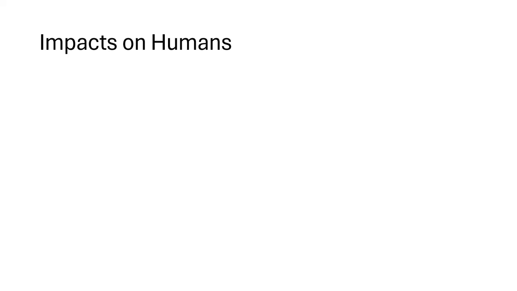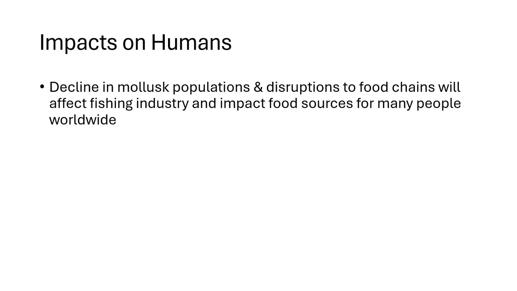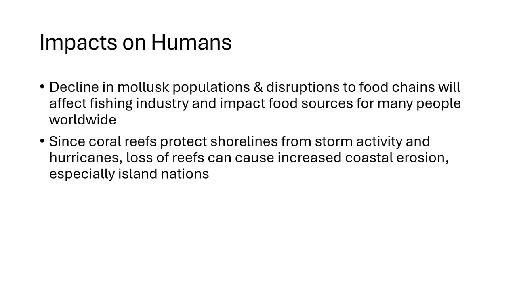So, what are the impacts on humans? Because we are always concerned about what happens to humans. Right. So some of the impacts on humans are, if you have a decline in populations of species, for example of mollusks, there can be disruptions to local food chains or marine food chains that can affect the fishing industry and also reduce food sources for a lot of people in the world who rely on protein products from the ocean as a source of protein.